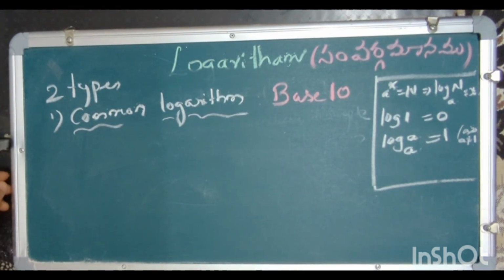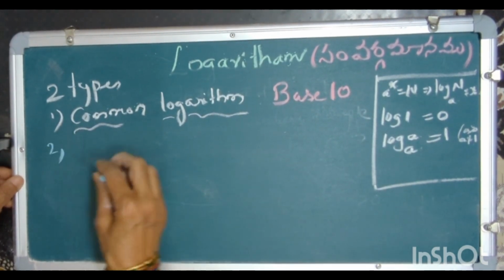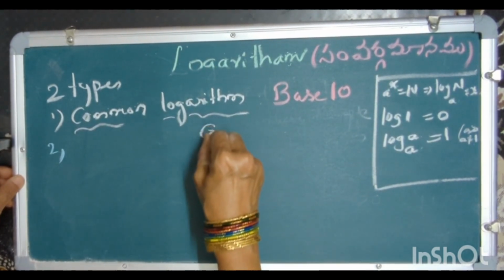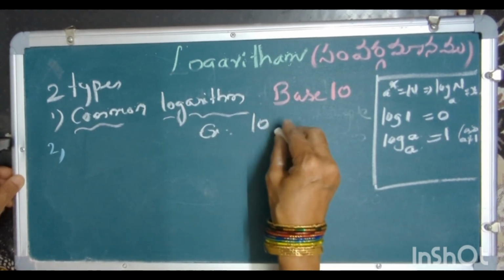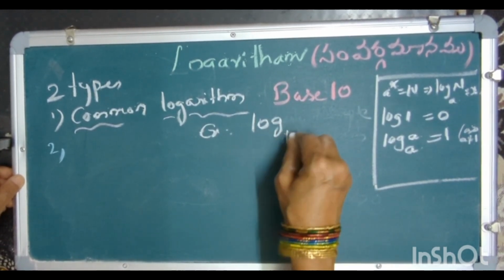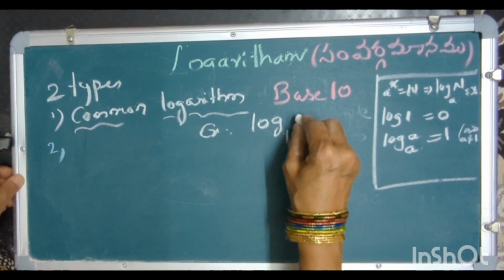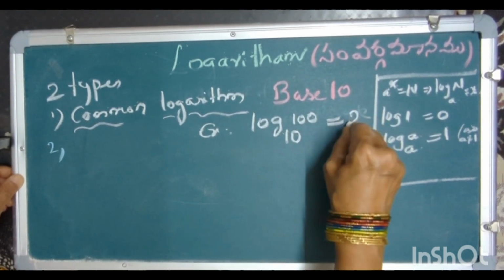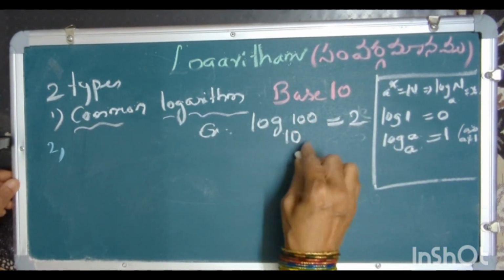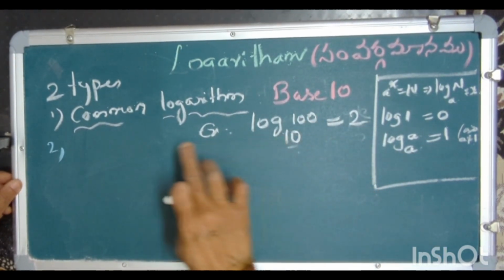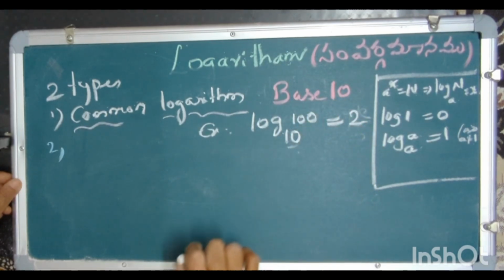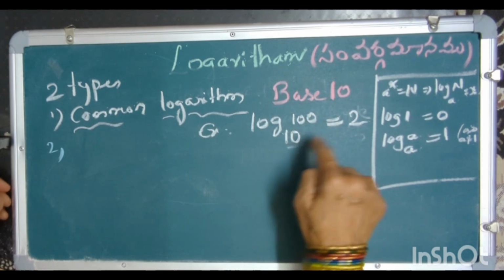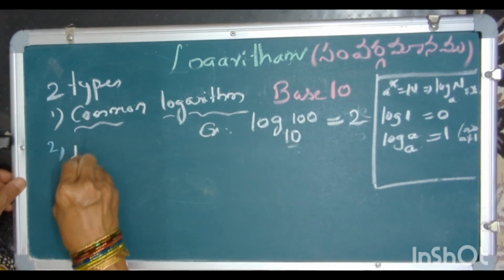So the second one is natural logarithm. Common logarithms are base 10. For example, log 100 base 10 is equal to 2. So this is the common logarithm, we will represent as base 10. So 10 square is equal to 100. So we will represent as log 100 base 10 is equal to 2. Right?